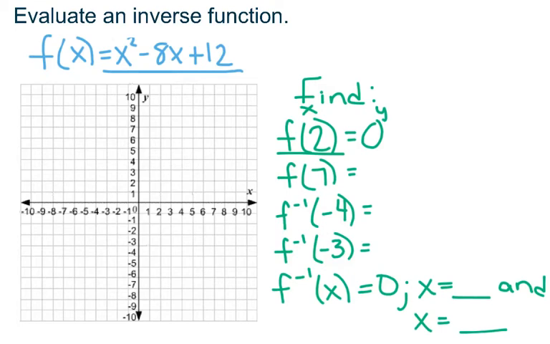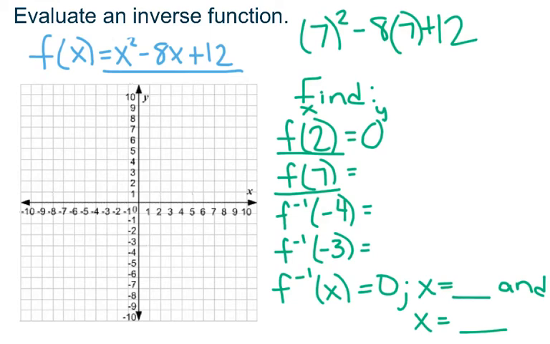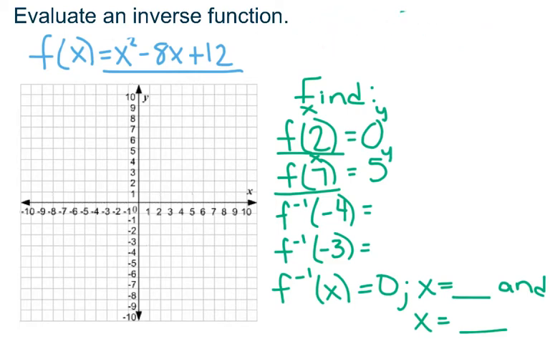Okay, so the same thing happens for the next one. f of 7, the original function evaluated for when x is 7. So I'm going to replace that x with a 7. And I'm going to get an answer. And I get 5. So what you're saying is when x is 7, y is 5. So let me show you another way to think about that.